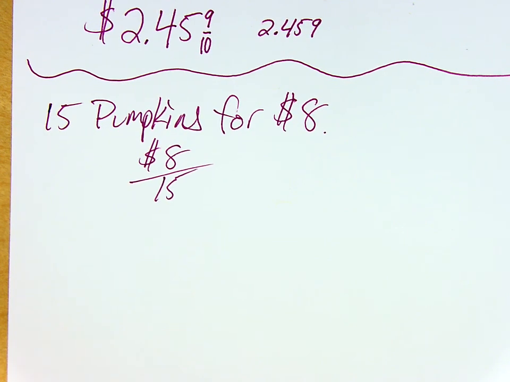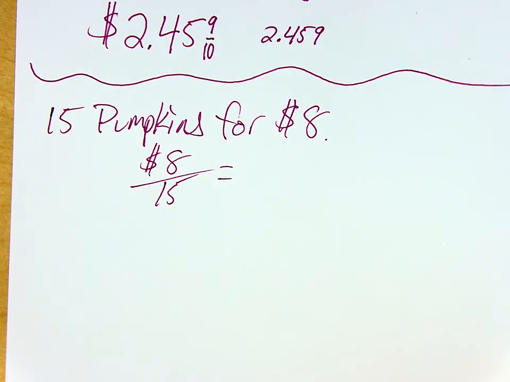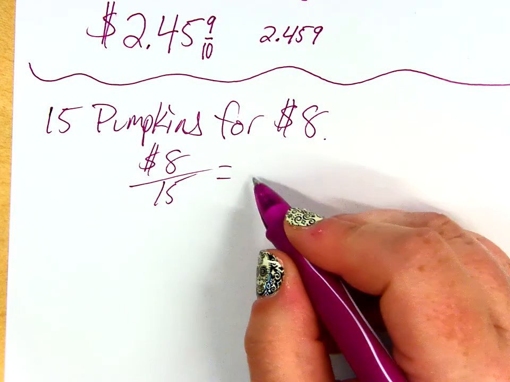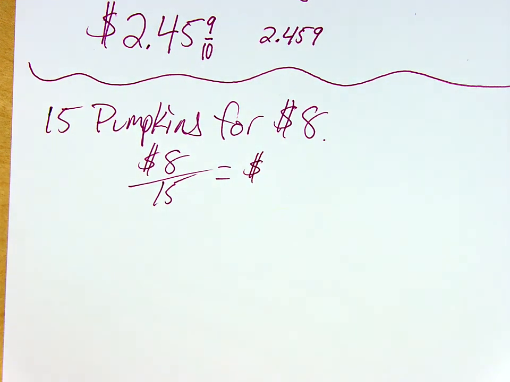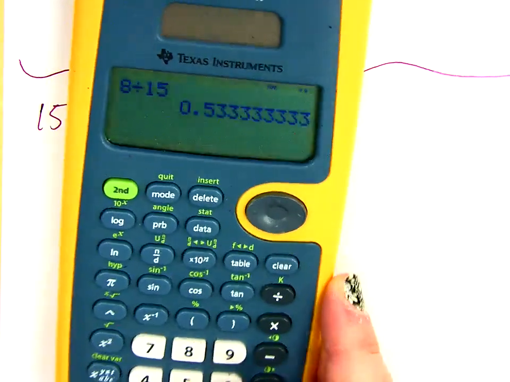Wait. 0.53 repeat. It's 8 over 15. Well, do this on your calculator. Yes. Well, now, this is the number that comes up on your screen, right?